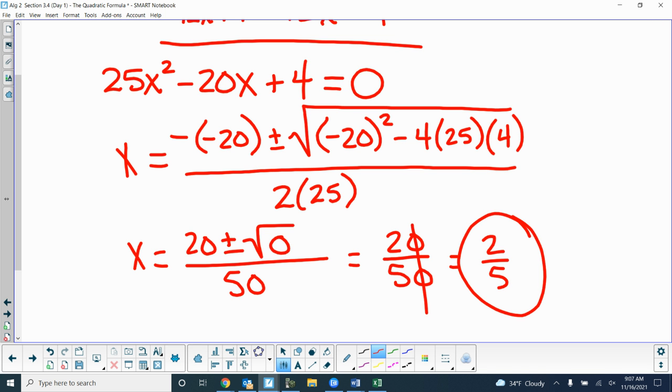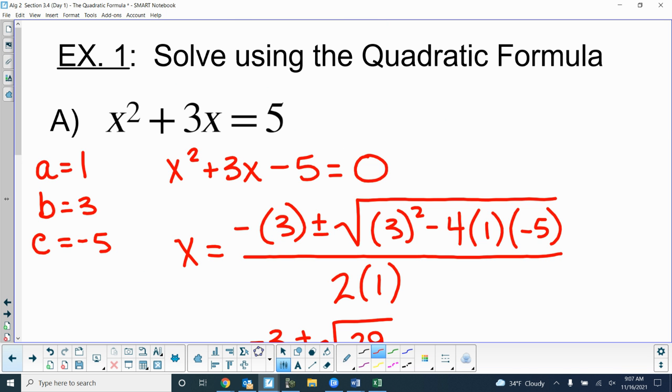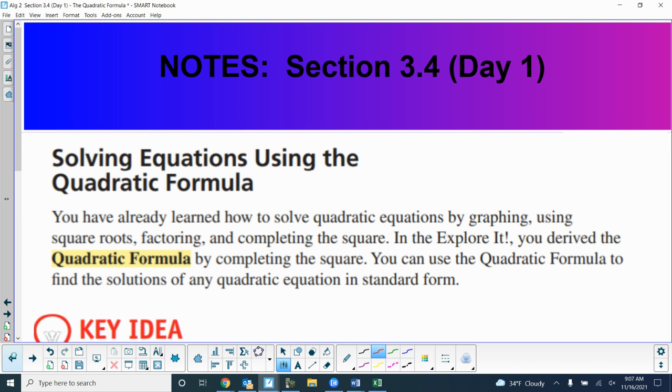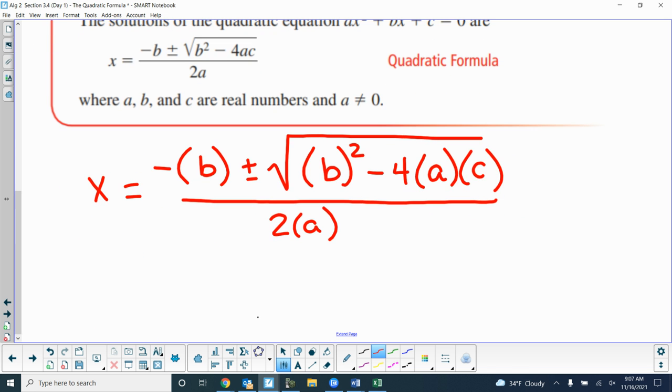Do I need to go over any more examples? We understand how to substitute in. Again, my suggestion, which will help you not make any mistakes with your signs, is when you put it in your calculator, just put parentheses around the numbers that you're putting in for A, B, and C, for that B squared minus 4AC part. Then you won't mess up your signs. Okay?